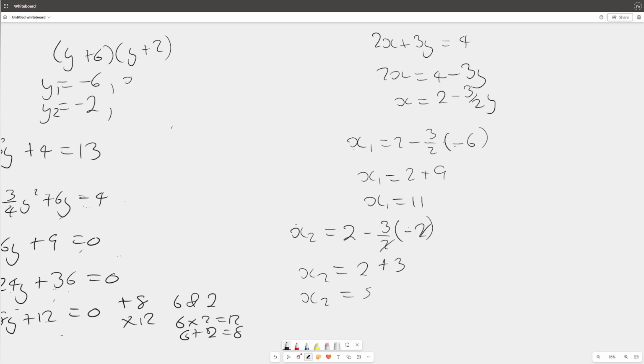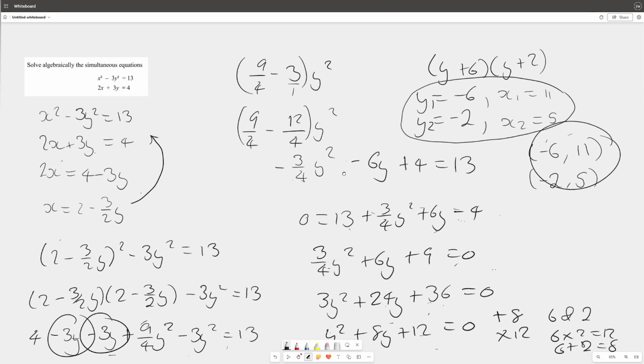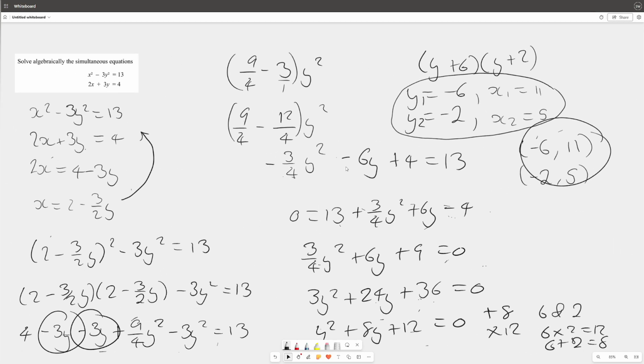So our solutions will be x1 equals 11, x2 equals 5. And these four answers will be the answer to your question. And these will also be the coordinates. So if I do minus 6, 11, and minus 2, 5, these will be the coordinates at which our two original simultaneous equations meet on a graph.